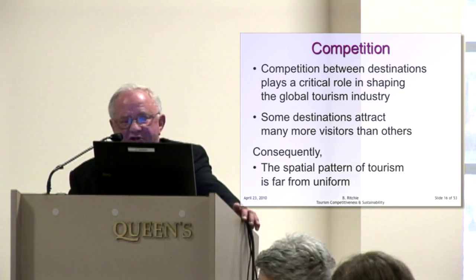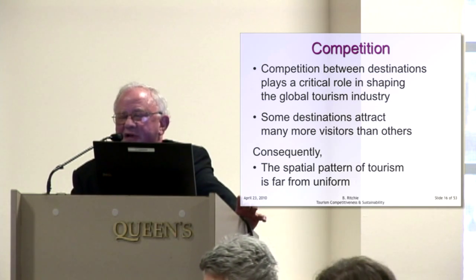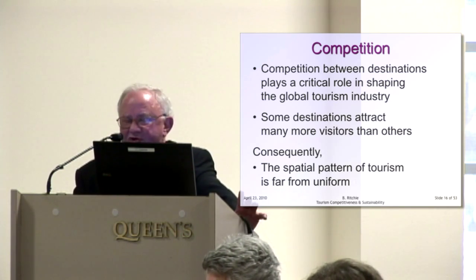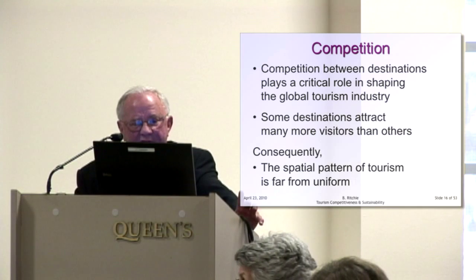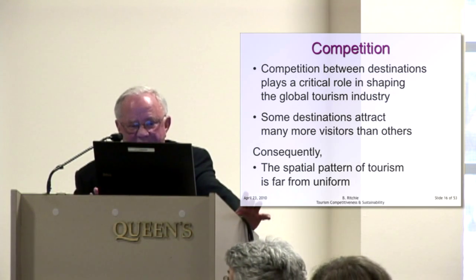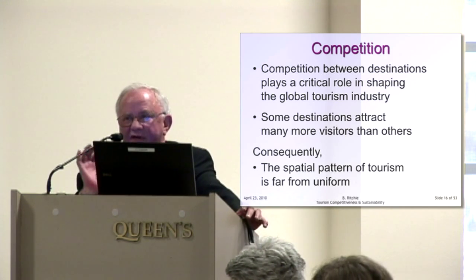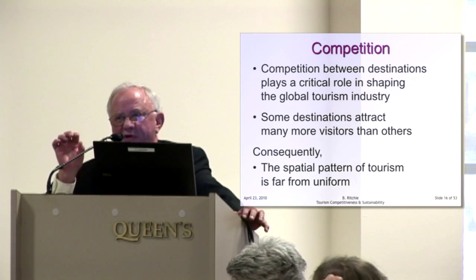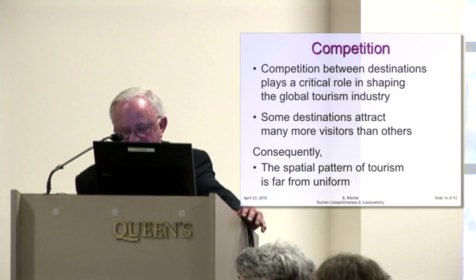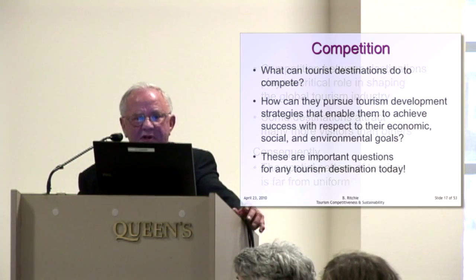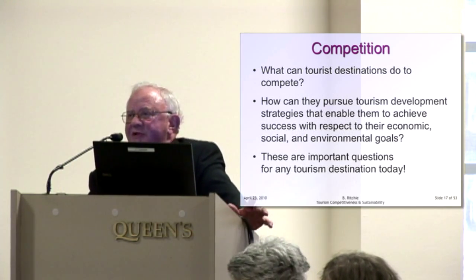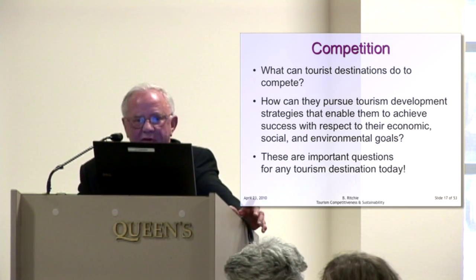Now, some destinations are much more successful at attracting visitors than others, naturally. Consequently, the spatial pattern of tourism is far from uniform around the world. We get centers that are really very successful and others which are rather less successful. So what can tourism destinations do then to compete?